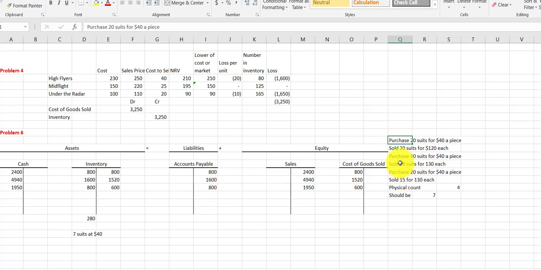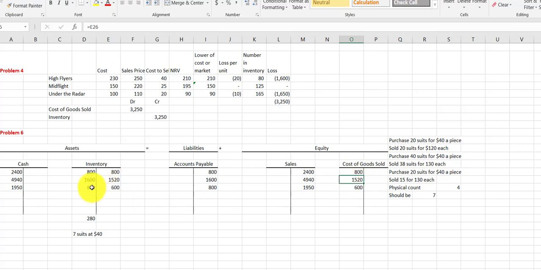We sold 38 suits for $130 each. We raised our price from $120 to $130. So we credit sales and debit cash. We credit inventory, which is 38 times $40, and we debit cost of goods sold, 38 times $40.